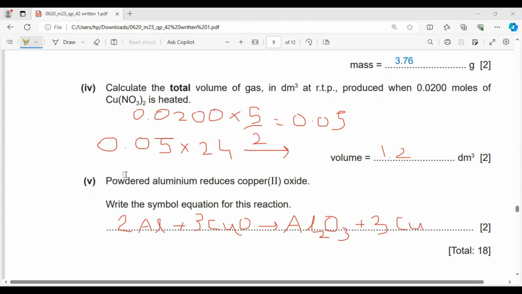Now, moles of gases are found by the formula moles is equal to volume upon 24. So as we have to find out volume, we have moles of gases and 24. So we will multiply 0.05 into 24, which will give us 1.2 dm cube as the volume.